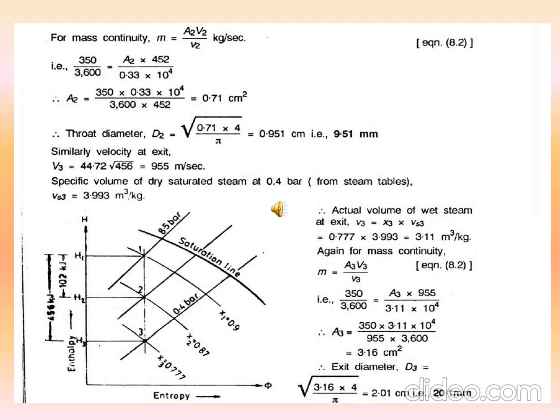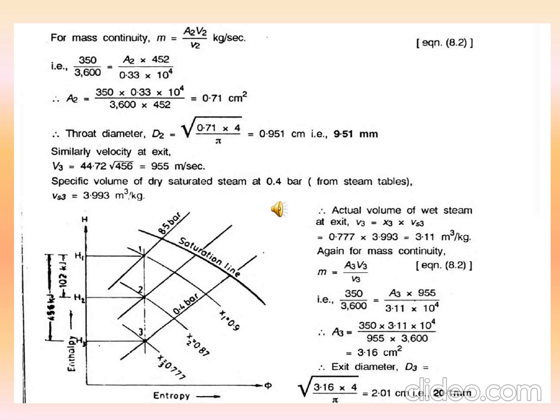Similarly, we also have to find the exit velocity. Exit velocity v3 is 44.72 into square root of h1 minus h3, which is 456. We got the value 955 meter per second. The specific volume of dry saturated steam at 0.4 bar is 3.993 meter cube per kg. So we find the actual volume, which is x3 into vg3. We got 3.11 meter cube per kg, that is our actual small v3.